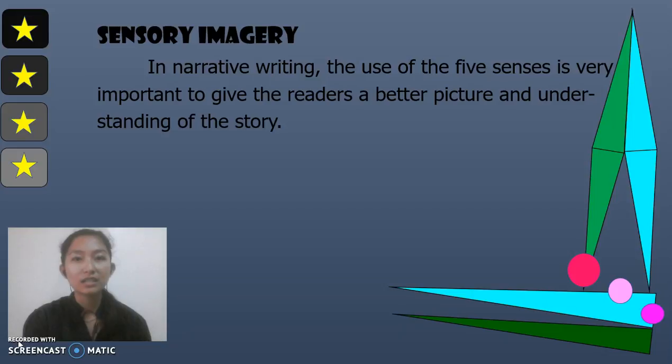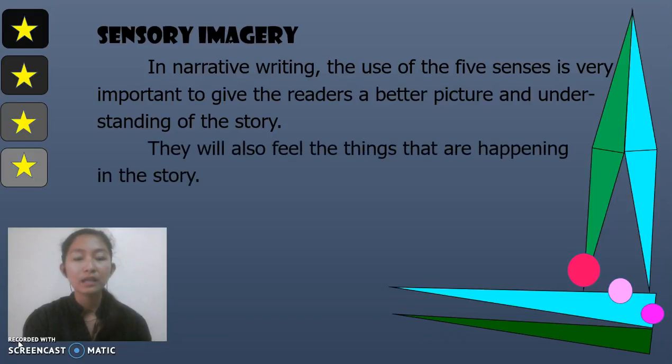These 5 senses must be visualized in the narrative writing in order for the story to be more precise, more interesting, and appealing to the readers. With the use of sensory imagery, they will also feel the things that are happening in the story. The readers, audiences, or listeners will be able to relate and feel what the characters in the story are feeling or thinking.